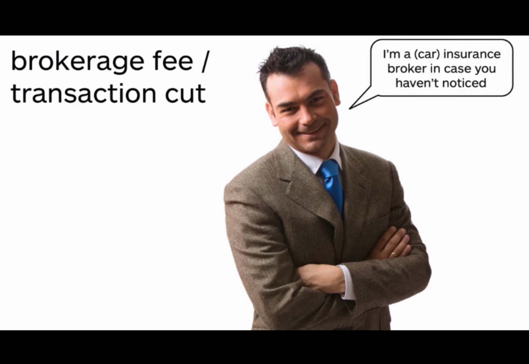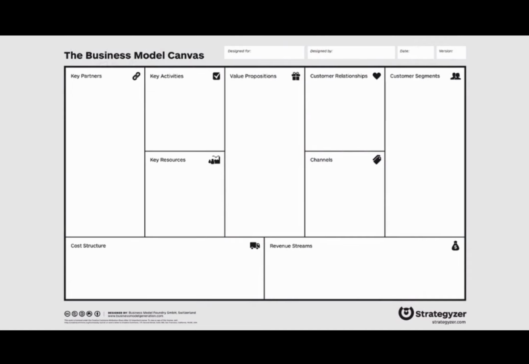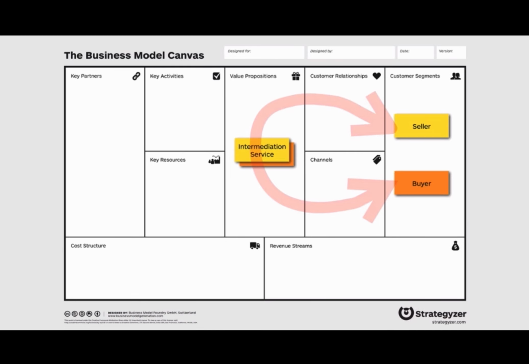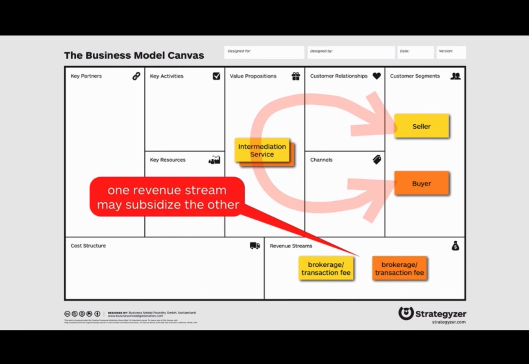In the car industry, we might imagine an insurance broker who brokers the relationship or the transaction between two parties, the insurer and the driver. In the business model canvas, this is how it will look. You'll have a seller and you'll have a buyer, and the value proposition is the intermediation service. And for that service, the intermediator will get a brokerage or transaction fee from either one party, the other party, or both. And what you'll often see is that one revenue stream may be subsidizing the other one.